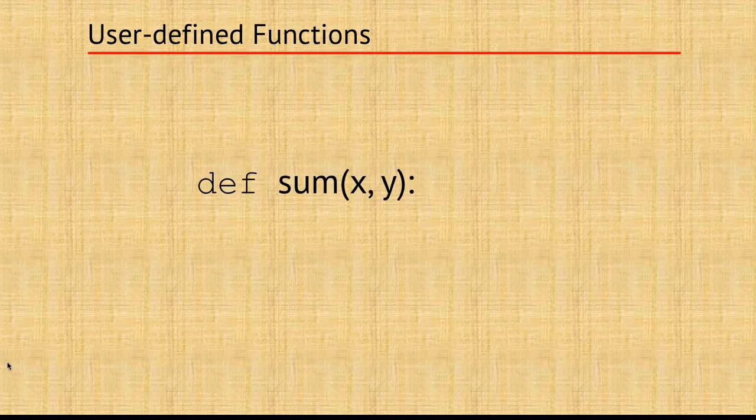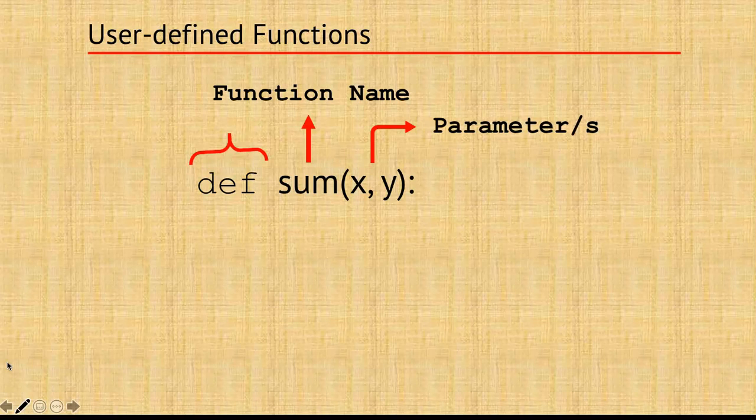First, the function header. The function header starts with the keyword def, followed by the function name, followed by parameter or parameters. Here there are two parameters in this function, but there may or may not be any parameter in a function. Then followed by colon and followed by the body of the function. Here it returns the value of z in this function. There may or may not be any return statement in a function.